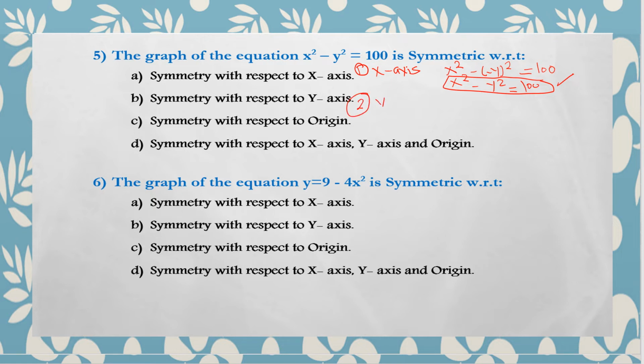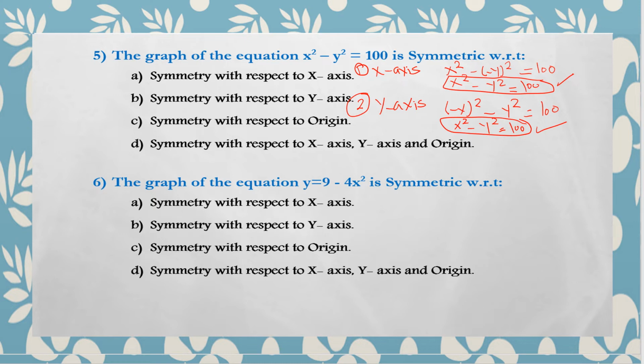Again, for the y-axis, and this by replacing the value of x with negative x. So negative x squared minus y squared equals 100. So x squared minus y squared equals 100, and this is equivalent to the original equation. So this is symmetric with respect to the y-axis also.